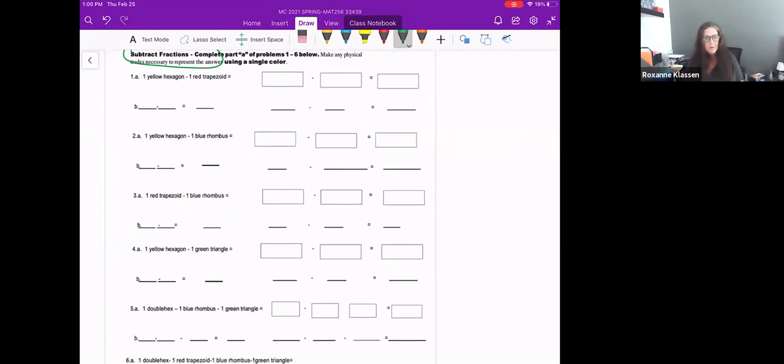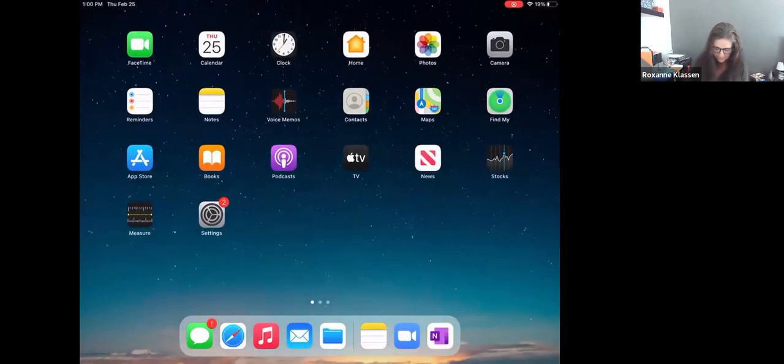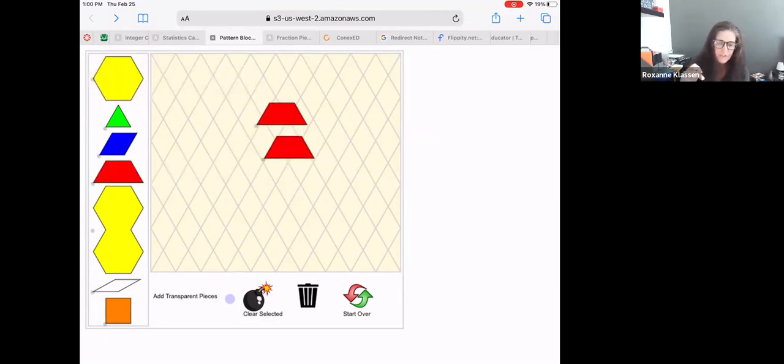So when we subtract, do you remember the takeaway model? When we subtract, we don't model both things, do we? We only model the minuend. Remember that? Okay, so a yellow hex minus a red trapezoid. So we have a yellow hex, and we're trying to take a red trapezoid away. Do I have any red trapezoids to take away? No. So I'm going to make a trade. I'm going to trade my yellow hex for 2 red trapezoids. Now do I have a red trapezoid to take away? Perfect. I'm going to take away that red trapezoid. I'm left with 1 red trapezoid.